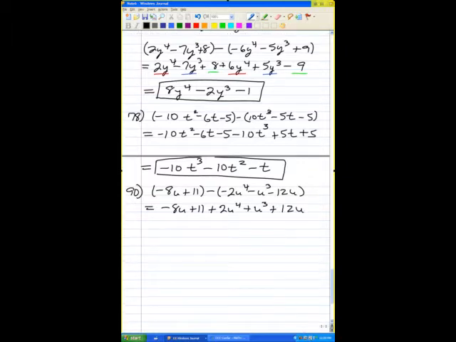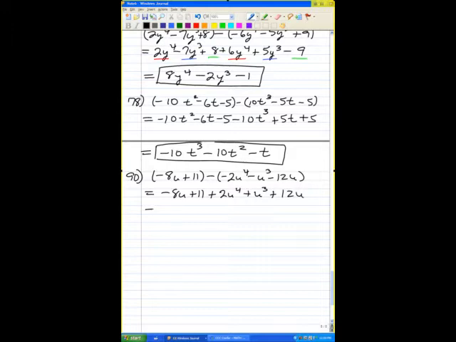Let's combine like terms. And so let's find the leading order term, which is 2u to the fourth. The next term is u cubed. I have 12u minus 8u, which is 4u. And then I have plus 11. And that is your answer.